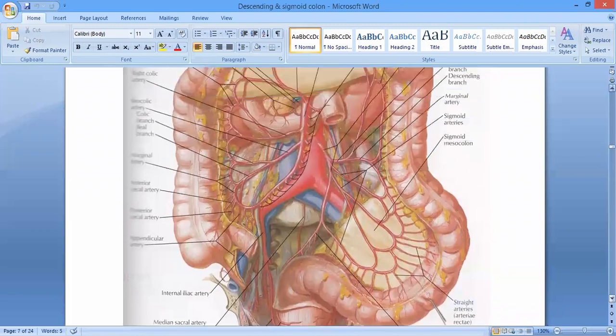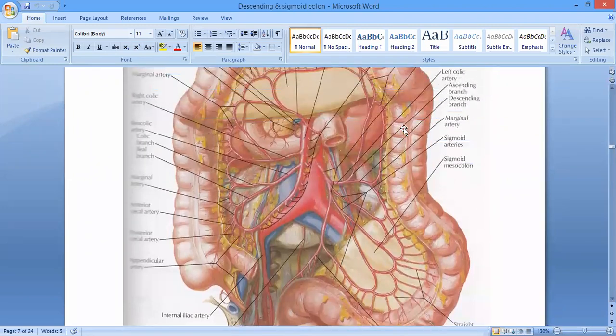Blood supply of the descending colon, it is derived from... Hind gut की blood supply कहाँ से आ रही है? Inferior mesenteric artery. Here you can see this one, the inferior mesenteric artery.